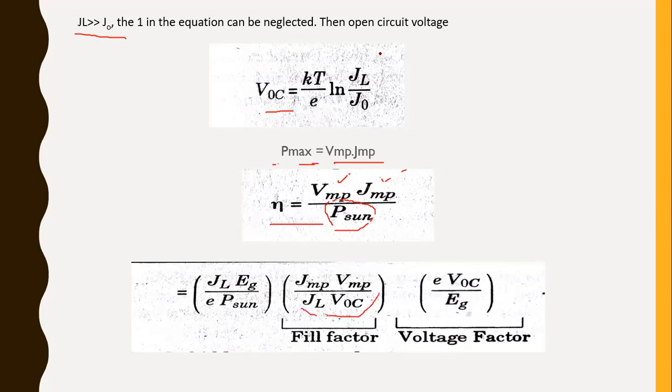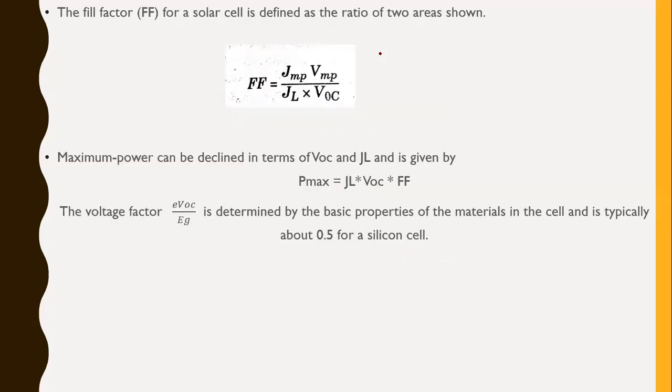In this, the second term is called the fill factor and the third term is called the voltage factor. Here capital EG is the forbidden energy gap. The fill factor FF will be discussed in the next slide. So this is the fill factor FF.